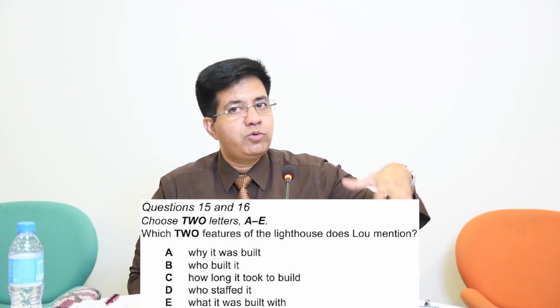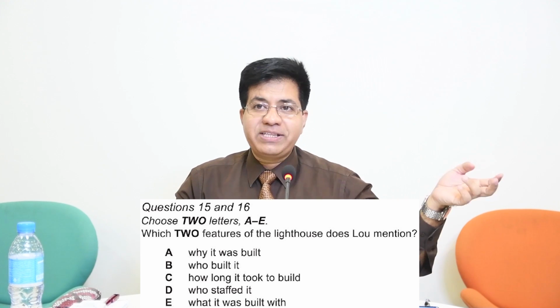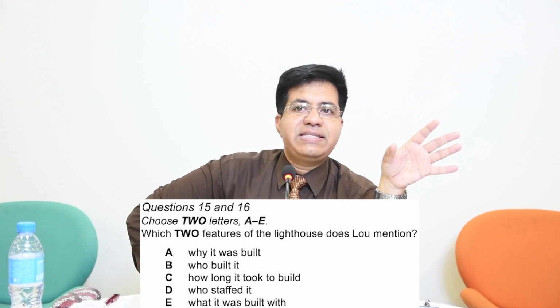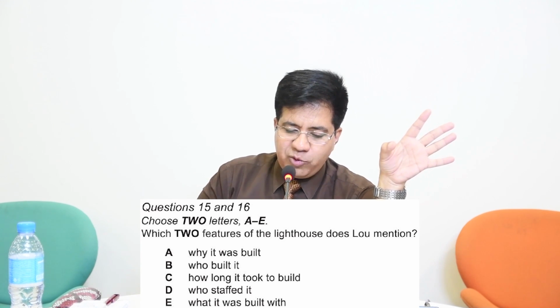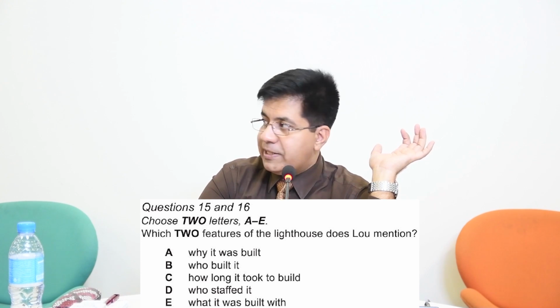Questions 15 and 16. This is what we call double multiple choice. Have you watched that movie Double the Trouble? Yeah, so this is double multiple choice. Out of 5 you will select 2. Before that, out of 3 you selected 1. So listen, the method is the same, the mechanism is the same. Questions 15 and 16. Choose 2 letters A to E.